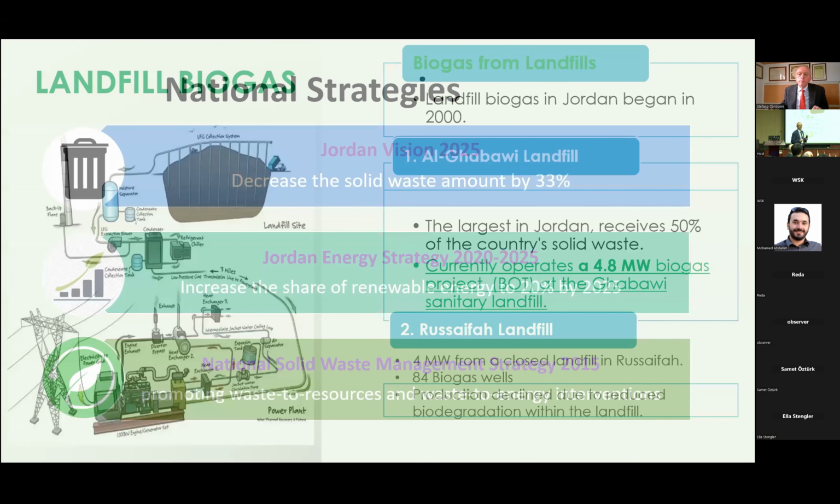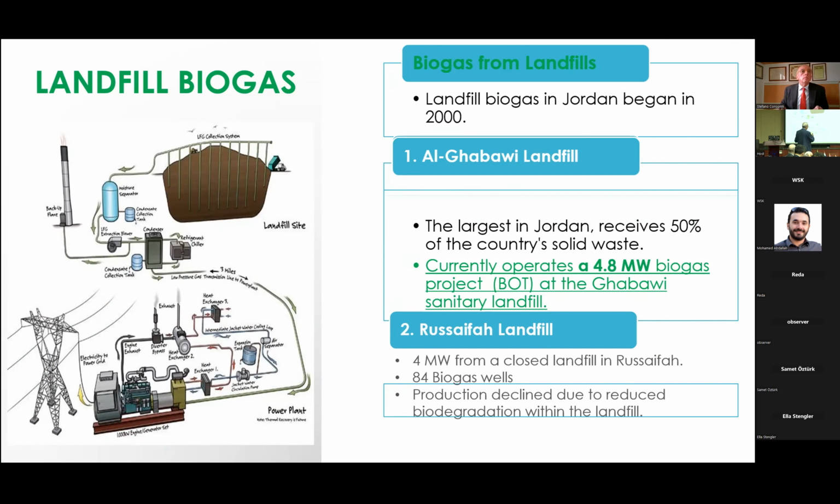Landfill biogas is the main waste to energy applied in Jordan, and we began in 2000 with a landfill nearby Amman called Rusayfa landfill, which has been closed because of its problems and proximity to the urban areas, and they started extracting the energy from it. And the largest one is in Al Ghabawi, as I mentioned, which is an engineered facility designed for energy recovery with a 4.8 megawatt biogas project, BOT, constructed by a Greek company. Rusayfa landfill, the one which was closed, also has 84 biogas wells with 4 megawatt. Those are the two major landfills in the country which are adopting the extraction of biogas from the landfill.